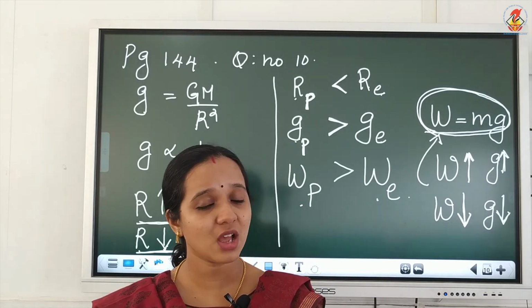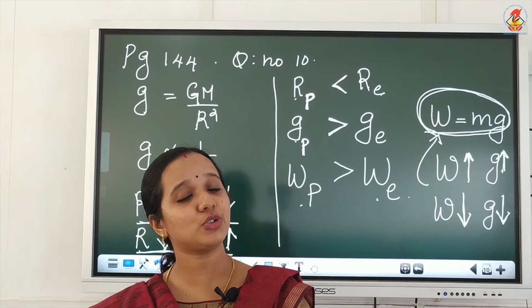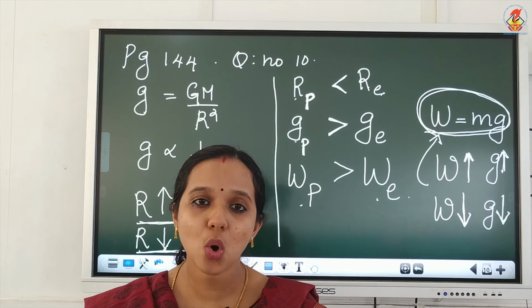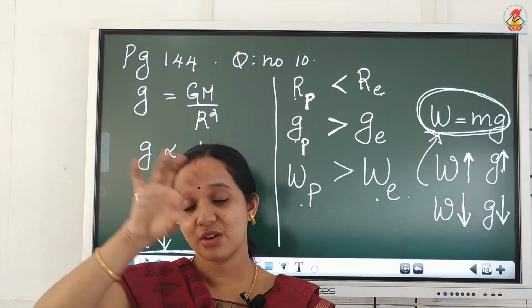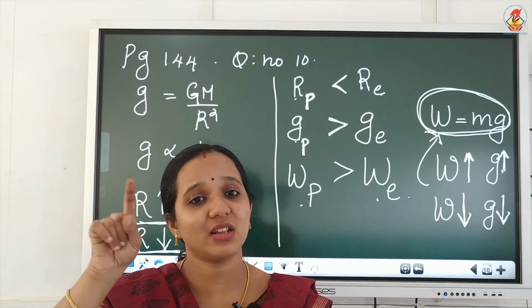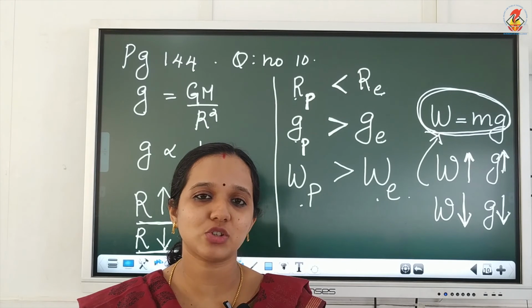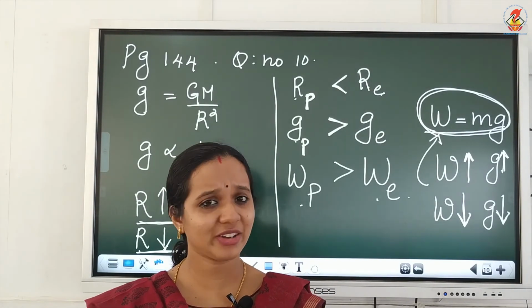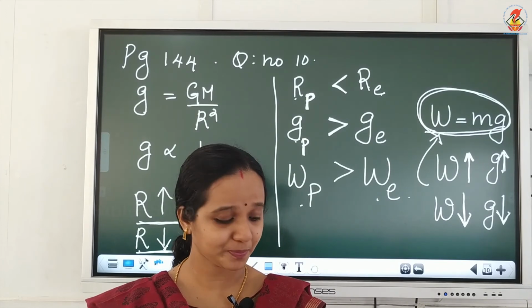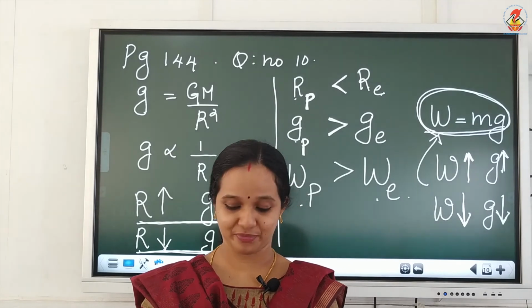So, at the poles radius is less, so acceleration due to gravity will be more, so weight will also be more. At the equator, radius is more, acceleration due to gravity is less, so weight also seems to be less. Hope question number 10 is clear. Very important question. Okay. Now, moving on to question number 12.